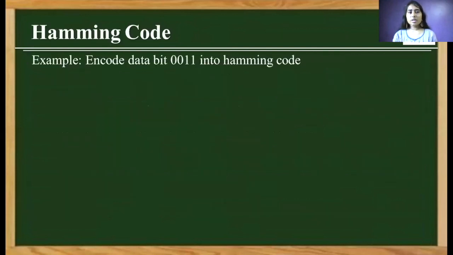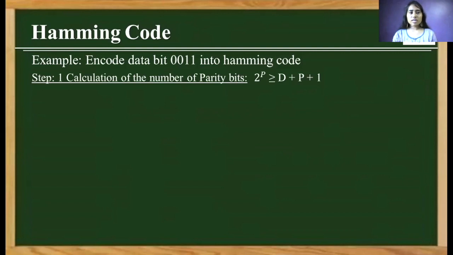Let's take an example of how this can be done. Encode the data bits 0011 into Hamming code. This will be done by the sender. So how will the sender convert this message into Hamming code, or into error correcting code? Let's discuss stepwise. Step number 1, first calculation of the number of parity bits. For this calculation, we have the equation 2 raised to p greater than or equal to d plus p plus 1. Here d equals 4 as the number of digits is 4: 0, 0, 1, 1.